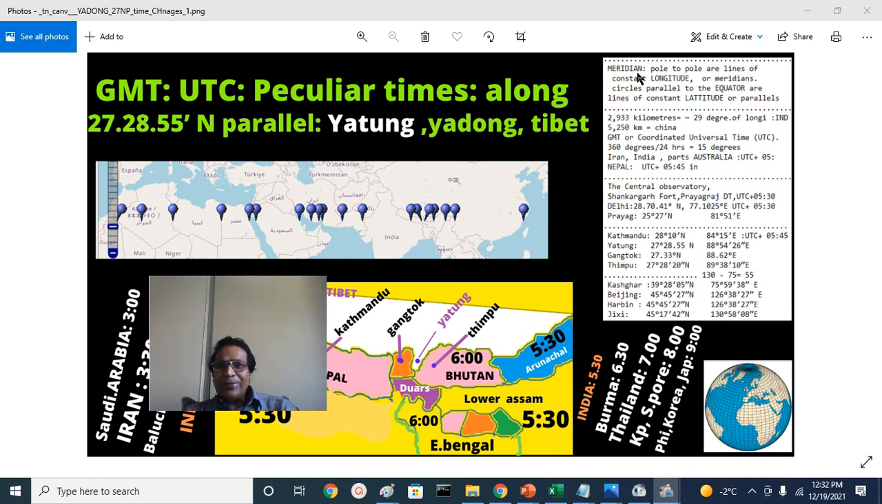So we have essentially seen meridians, latitudes and longitudes. China's east to west extent is 5200 kilometers, India's around 3000 kilometers, with 2 to 3 plus natural time zones, the central observatory here at Shankargarh, and the latitudes and longitudes of all these regions in general.